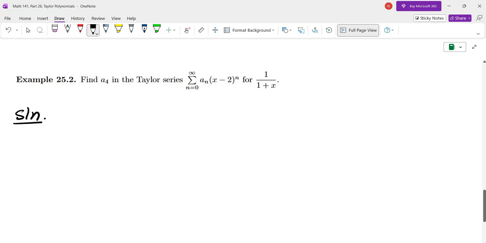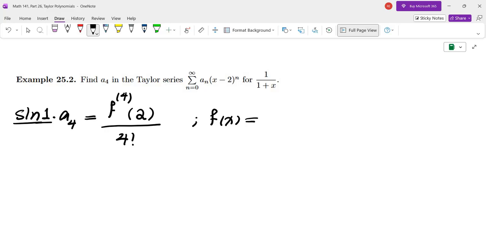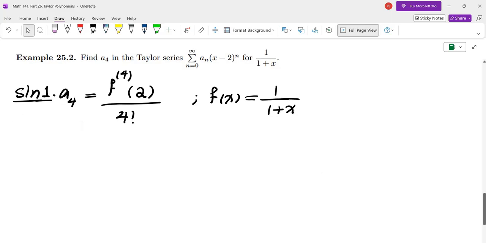We want to find the coefficient of (x minus 2) to the power of 4 in the Taylor series for 1 over 1 plus x. So what we need is a4, which is the coefficient of (x minus 2) to the power of 4. There are two solutions to this one. Solution number 1 is using the formula. The formula was the fourth derivative at 2 divided by 4 factorial if the function is 1 over 1 plus x. So that's the first method.